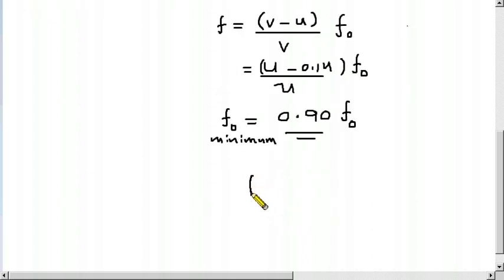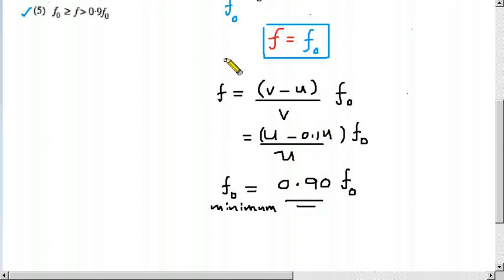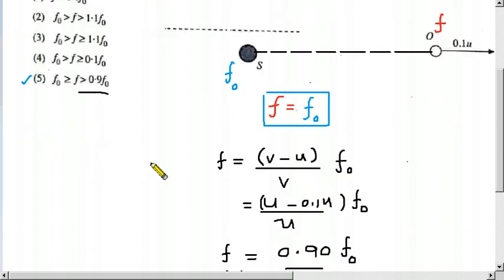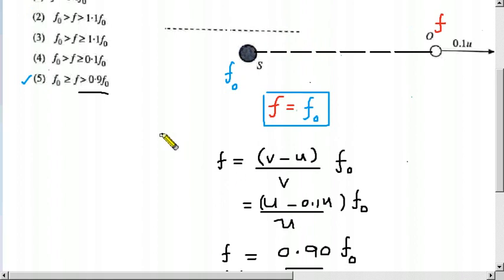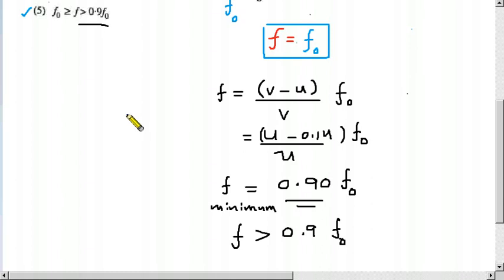That means this one should be f. Here you see f. So that means f should be greater than this. This one is the minimum, greater than 0.9 f naught. We don't need this 0. 0.9 f naught, greater than. So that is the answer.